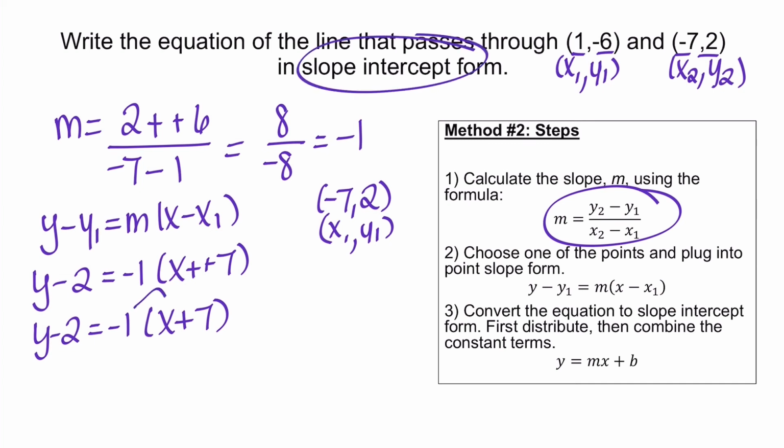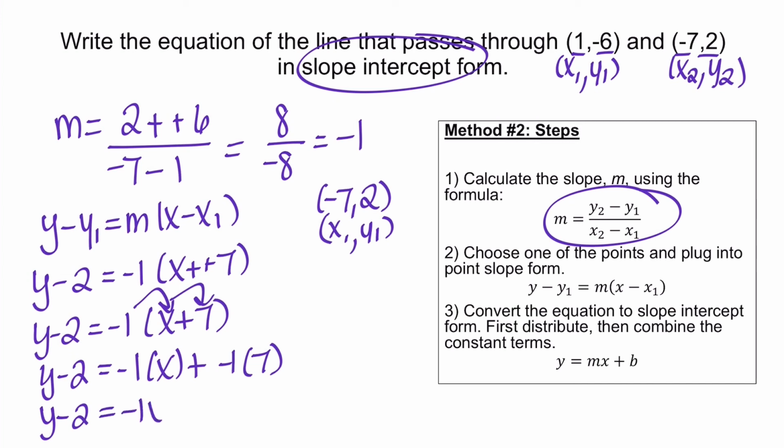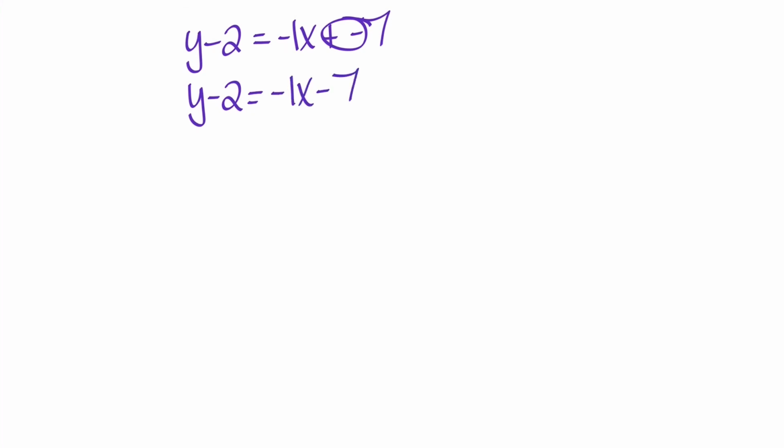So I'm going to start off by distributing the -1. So I get y minus 2 equals -1 times x plus -1 times 7. So now I get y minus 2 equals -1x plus -7. The plus negative I'm going to go ahead and combine into a subtraction. So I have y minus 2 equals -1x minus 7.